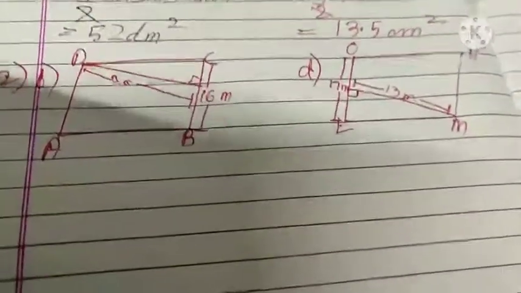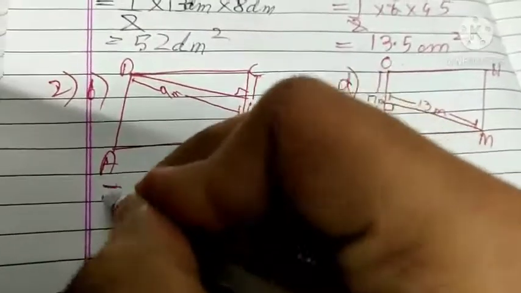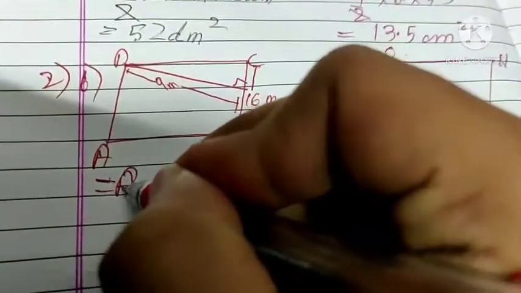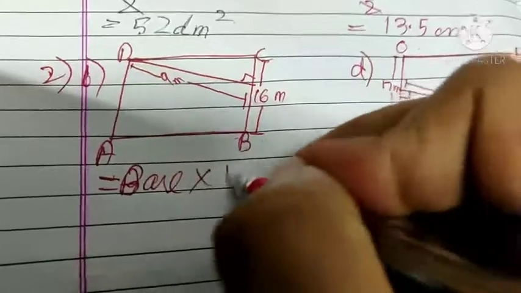So this is our next question here. We have to find the area of parallelogram. So area of parallelogram was base into height.